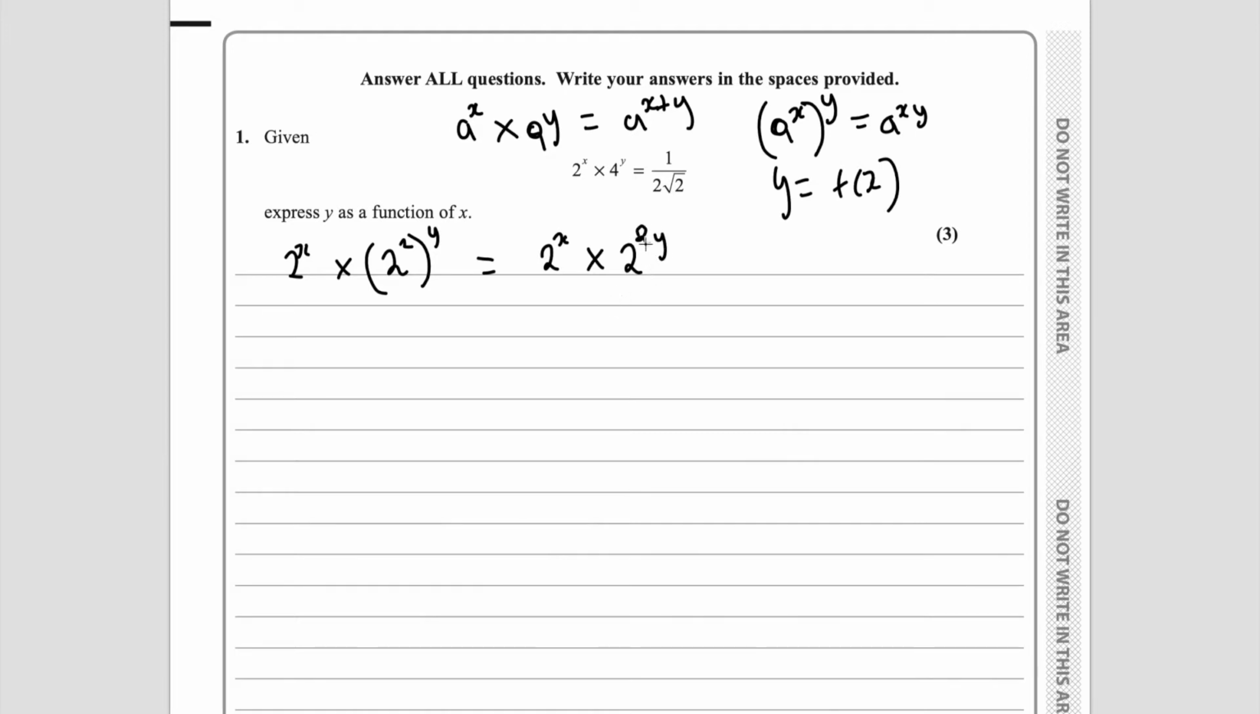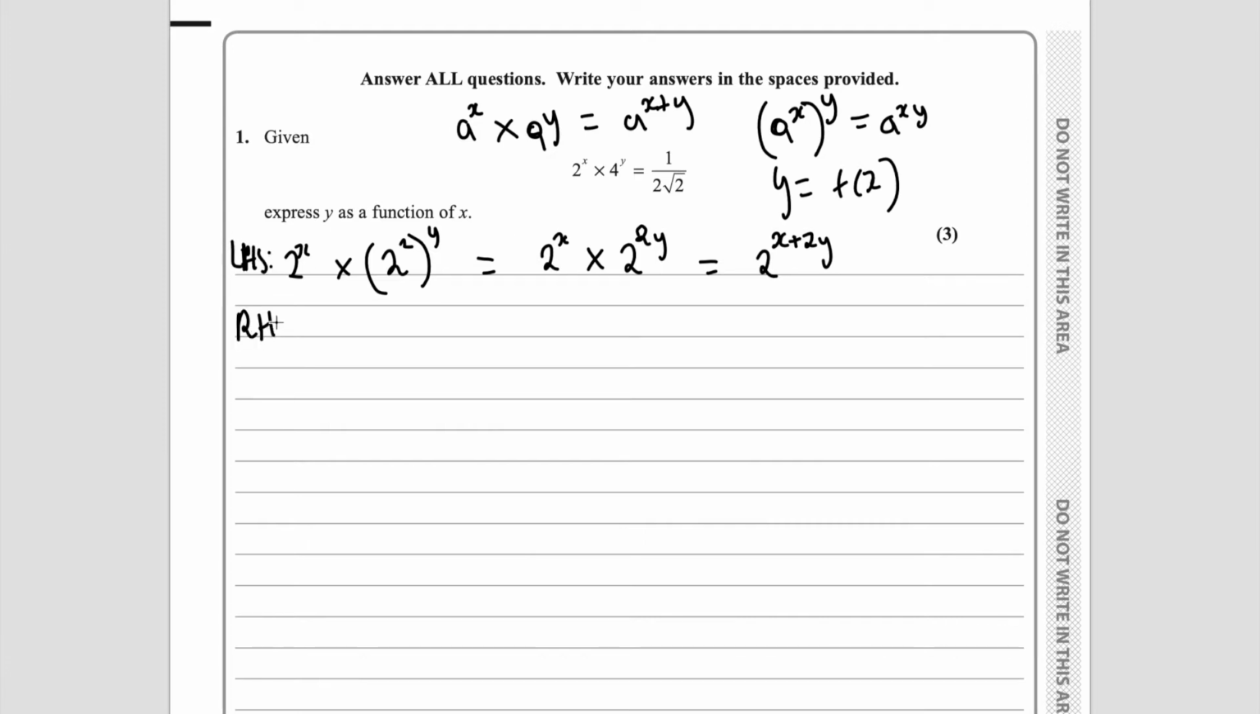And what we can see here is that, because we've got the same bases to these indices, a here, 2 here, and 2 here, we can simply add these indices together to the base of 2. So we have 2 to the power of x plus 2y. Okay, that covers the left-hand side.